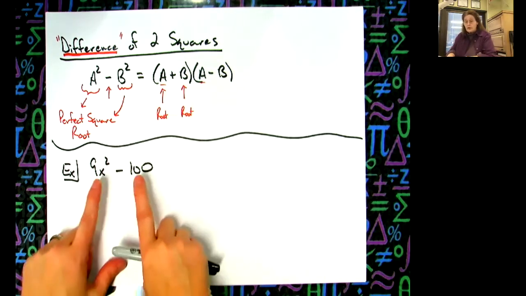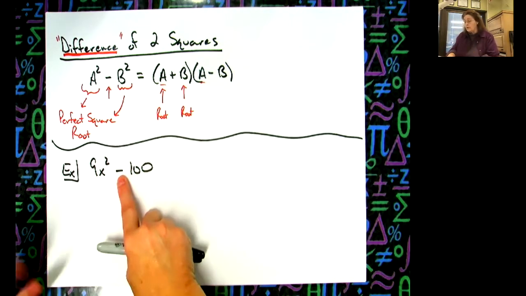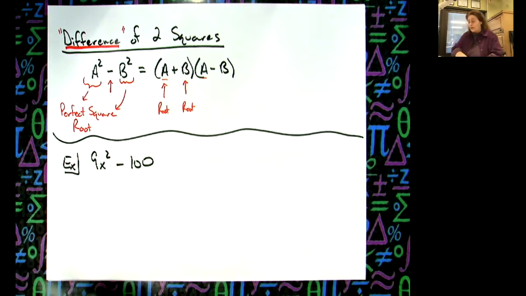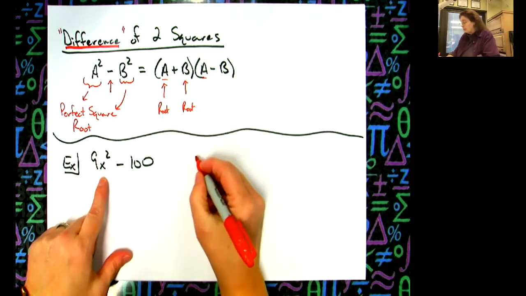So first of all, you check to see, do I have two terms and do I have a minus? Yes, I do, so it checks. Now, is this a perfect square? So in other words, can I take the square root of this? Yes, I can. I am going to write this. You won't write this over here, but just on this first example, I'm going to.